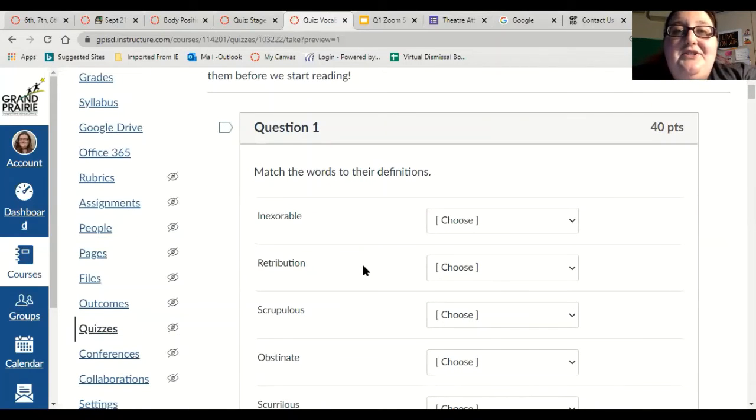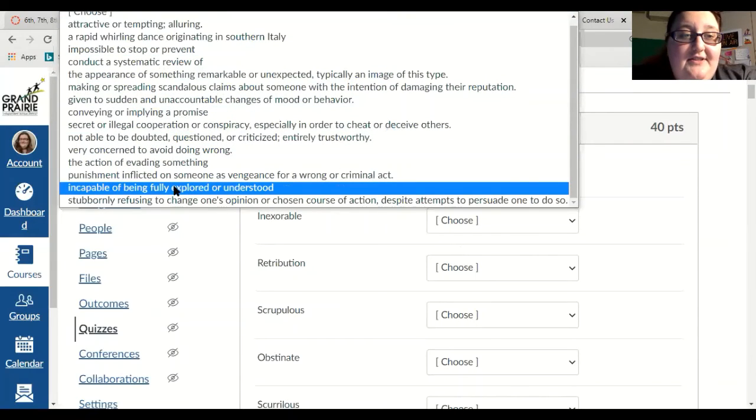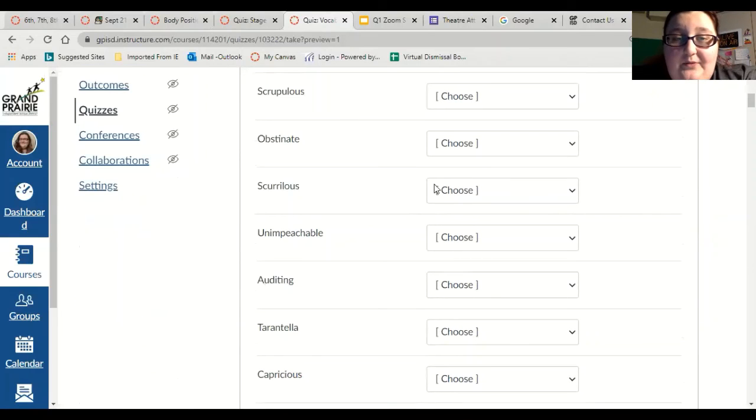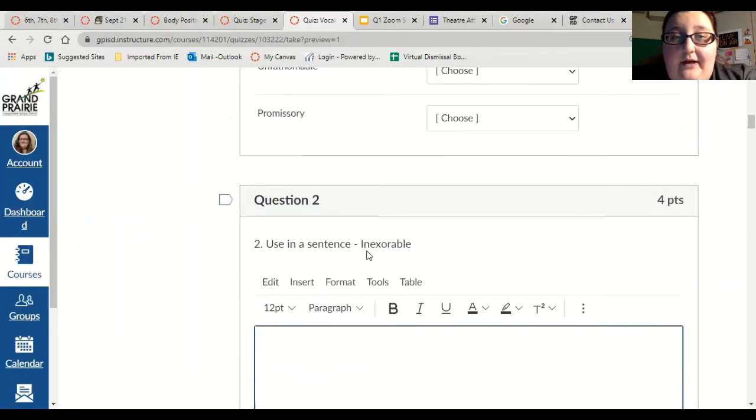So what you're going to do is look them up. You have full permission to use a dictionary and look up these words. You may sit there with your dictionary open. You're going to figure out which one of these definitions is right. You're going to click on it, and then you're going to go to the next one. So there are several of them.